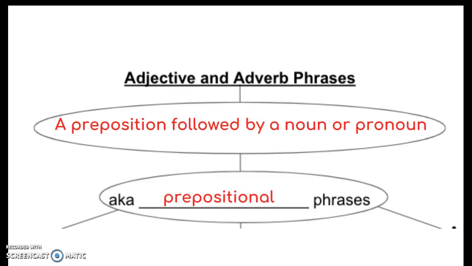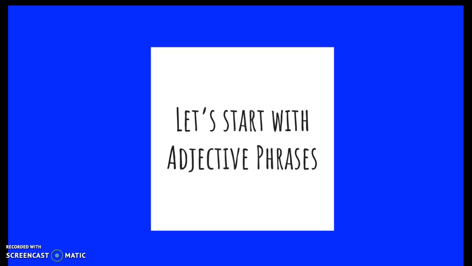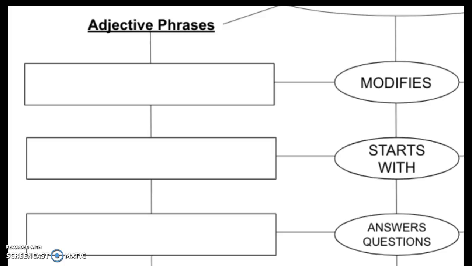All right, so now that we've got the basics of adjective and adverb phrases, we're going to go ahead and move on to adjective phrases. So this should be the left side of your tree map. Adjective phrases modify nouns or pronouns, just like adjectives do. And this is something that, again, is very important.